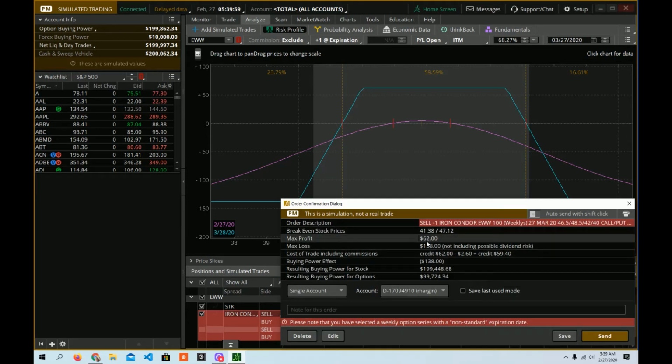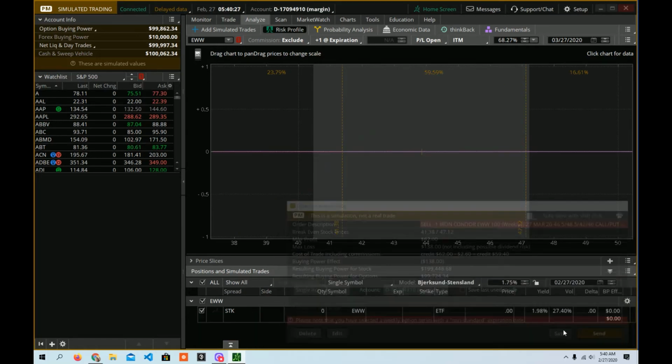And we can see that our credit would be 62 cents, or times 100, because option contracts are worth 100 shares, right? So multiply your cents by 100: $62 credit, $138 of maximum risk should it go all the way up or all the way down, because on an iron condor, you can't lose on both sides. There's only one side you can lose on, right?